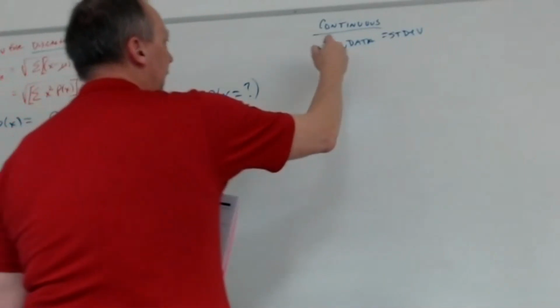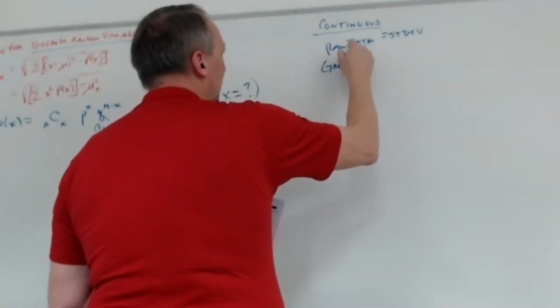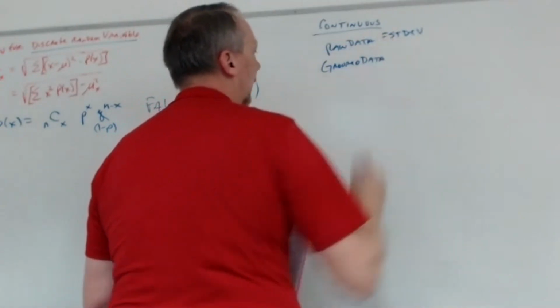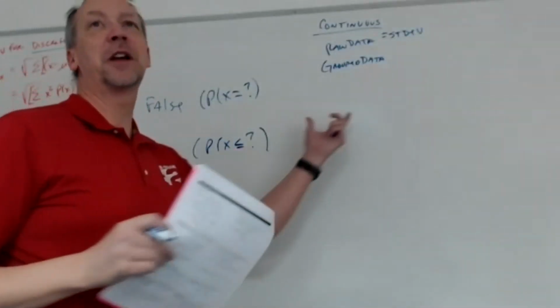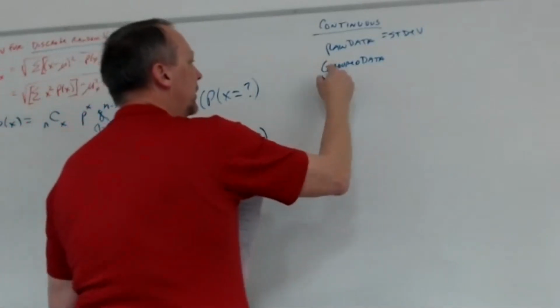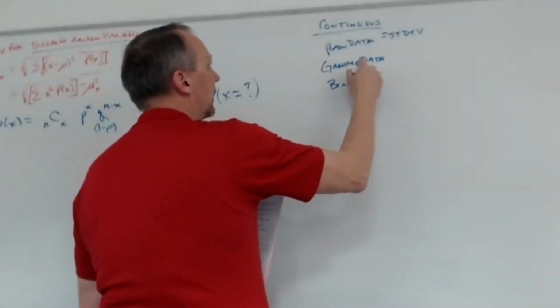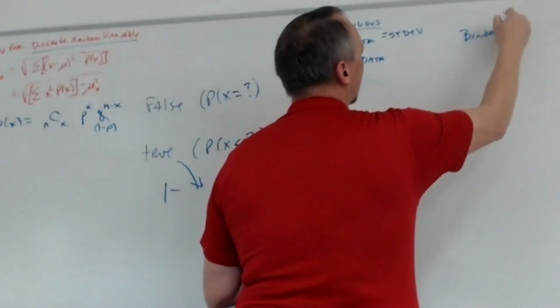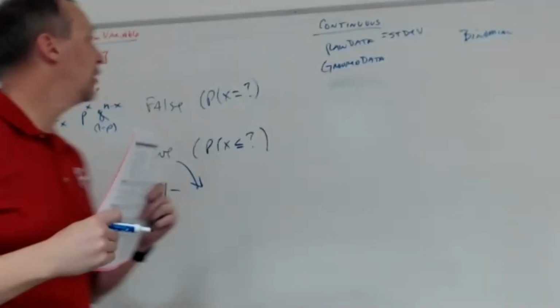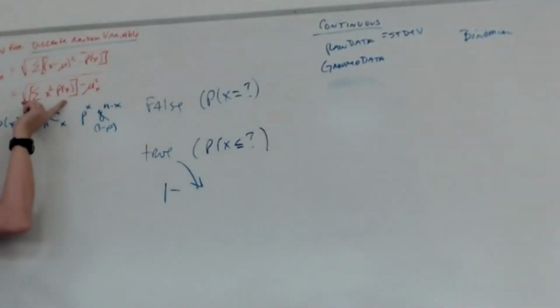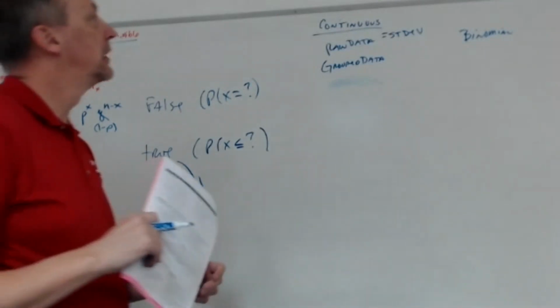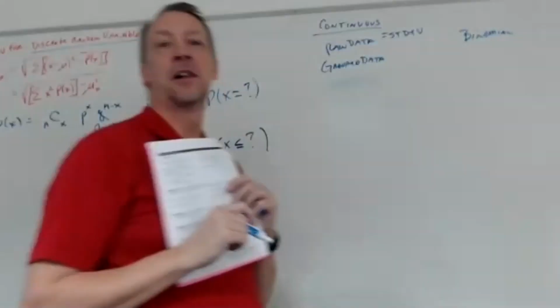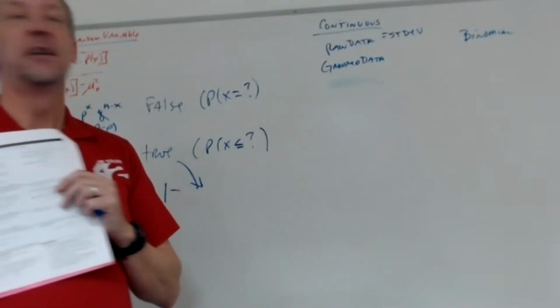If it's grouped data, then you're going to have to use the group data formula. If it's binomial data, well, binomial is not continuous, I probably shouldn't put it under there. Binomial is discrete. Now discrete will actually work with binomial data, but there's an easier formula for binomial data. You guys remember what it is? Square root of n P Q.